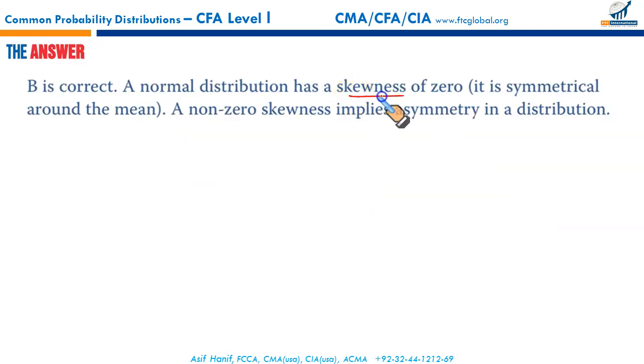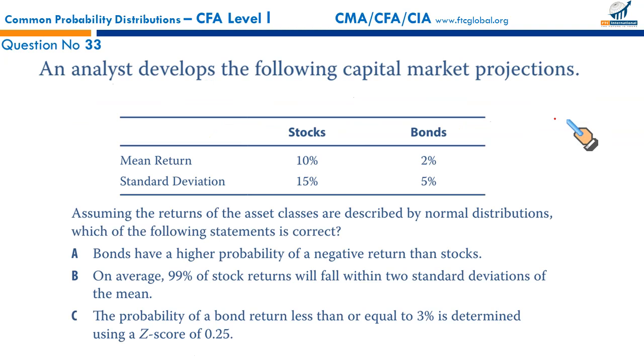Normal distribution has a skewness of 0 because it is symmetrical around the mean. A non-zero skewness implies asymmetry in the distribution. We know that from prior learning. Alright, next question number 33.